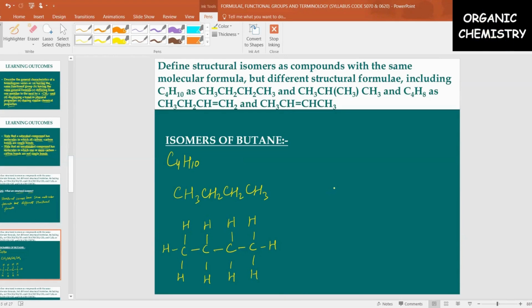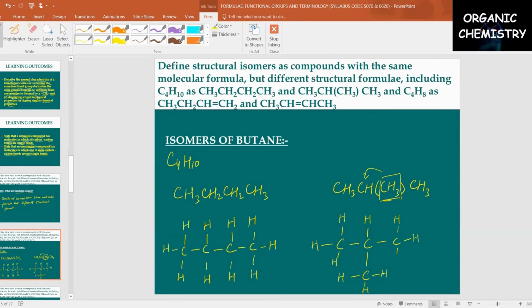So the structural formula for the isomer of butane will be like this: CH3, CH, bracket CH3, then bracket closed, CH3. Now the CH3 in bracket shows that it must be attached to this carbon. So if you draw the displayed formula of this isomer, it will be like this: 1, 2, 3. Now CH3 is attached to the second carbon, so I will draw like this: C. Now I'm placing hydrogen atoms for each carbon. So this will be the second isomer of butane.